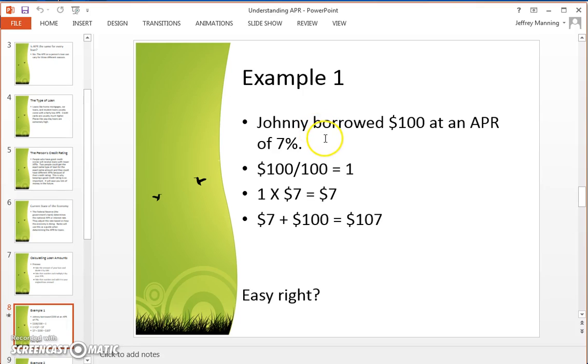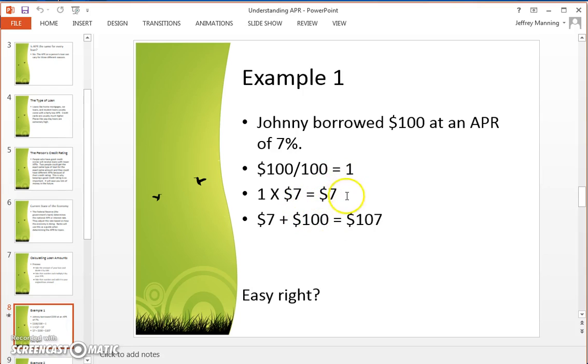Okay? So if we're going to go through the math on this, we would first take $100 and we would divide it by 100. So 100 divided by 100 equals 1. Okay, pretty easy. We would then do 1 and we would multiply it by the APR percentage. So 7, 1 times 7 equals $7. And then we would take that $7 and we would add it to our original amount.